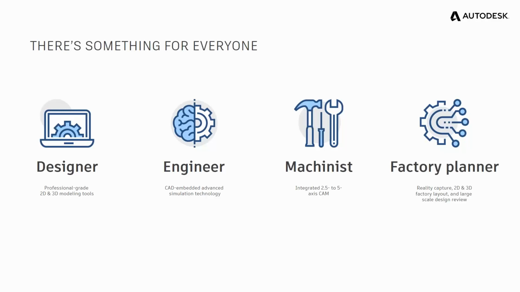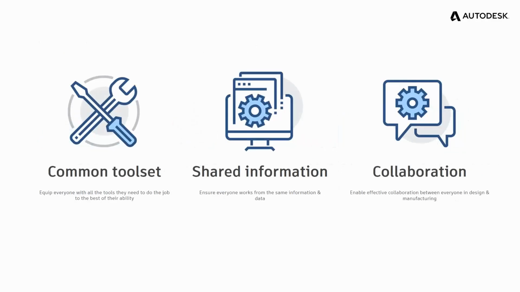So it doesn't matter whether you're a designer or an engineer or a machinist or even a factory planner, there's something for everyone inside the Product Design and Manufacturing Collection. Now, one of my favorite aspects of the collection is the fact that everyone gets a common tool set. So with access to the collection, you get access to your design solution, your data management solution, your simulation solution, and now your advanced manufacturing solution. And each person that has access to this collection gets access to all of those tools. There's no longer the need to fight over who has access to what piece of software.